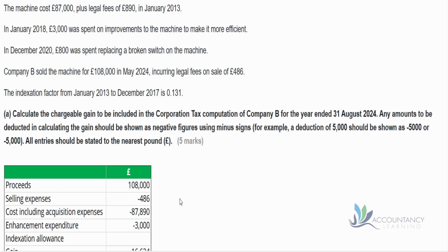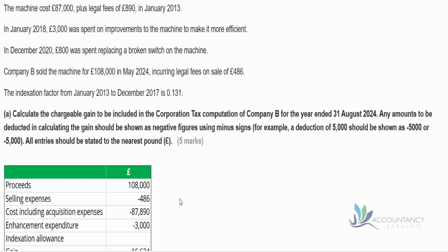There's an indexation factor from January 2013 to December 2017 of 0.131. So the idea of this indexation factor is that we bought this asset a number of years ago, but it would have gone up in value because of inflation. So the government allows us to have a smaller gain by inflating the original cost.